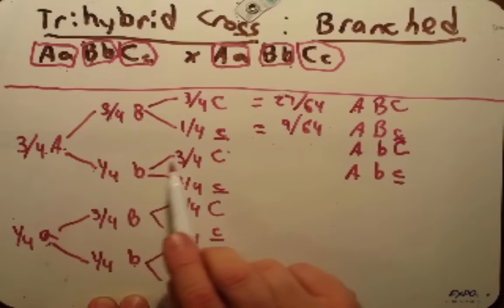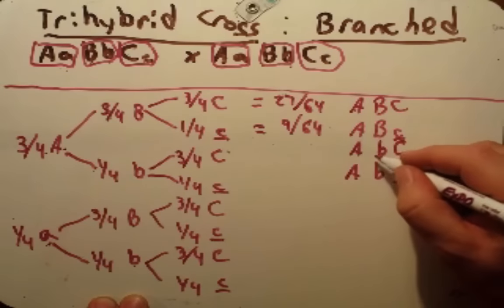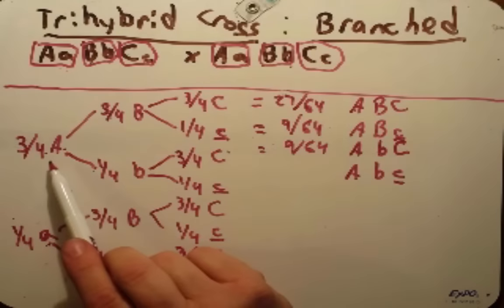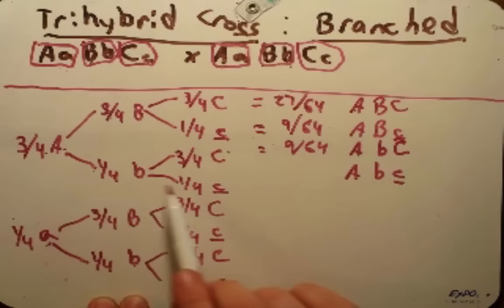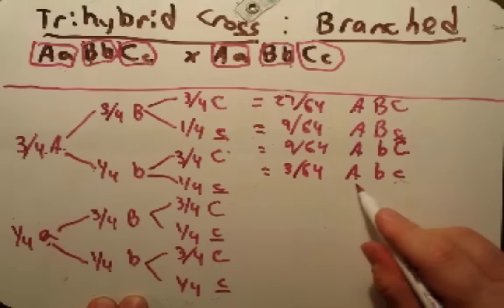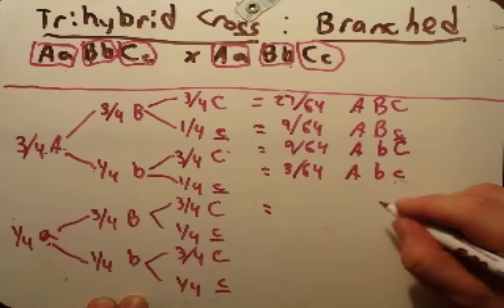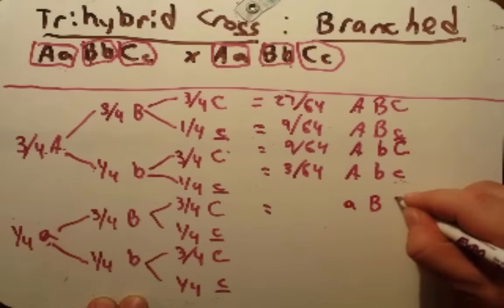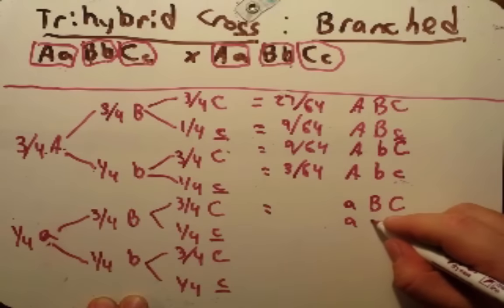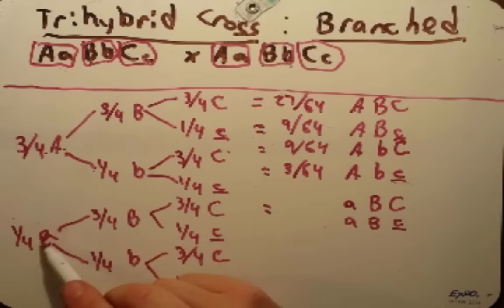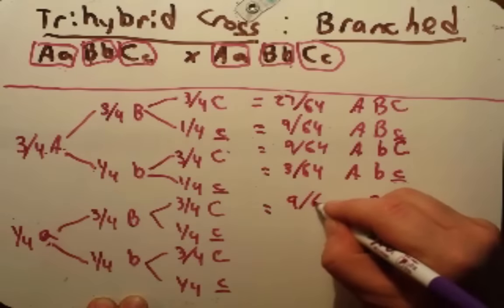3/4 times 1/4 times 3/4 for our big A, little b, big C is 9/64. And then 3/4 times 1/4 times 1/4 gives us 3/64 of a chance of being big A, little b, little c. And so now let's look at little a, big B, big C, and little a, big B, little c. And so that's 1/4 times 3/4 times 3/4, 9/64.